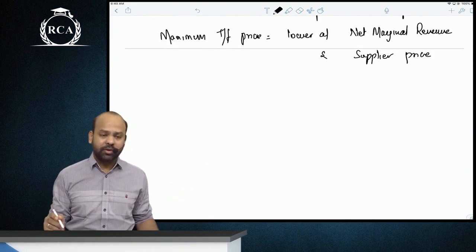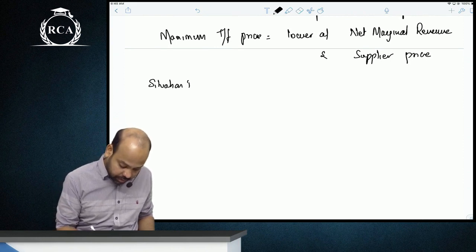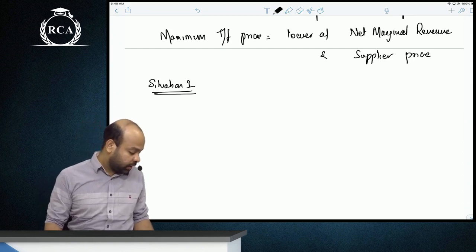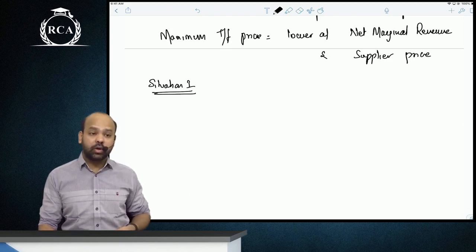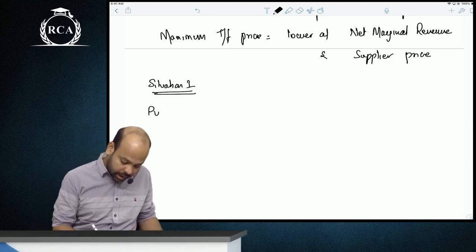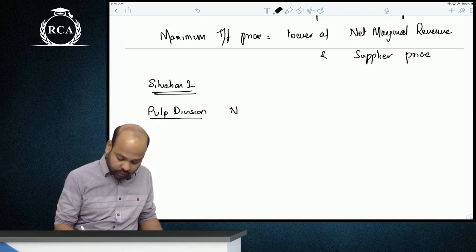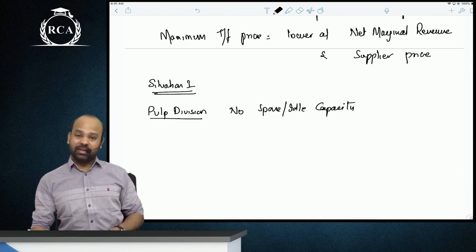All the three bits would be very, very simple. They've given us 5 marks for each bit. Situation 1: if the pulp division is in a position to sell off all of its pulp to outside customers, what they're telling us is that the pulp division has no spare or idle capacity.